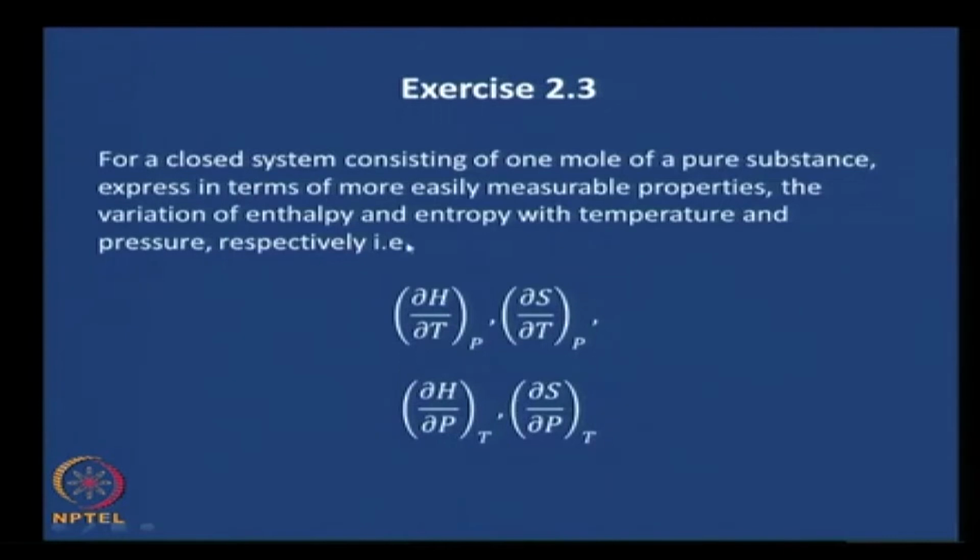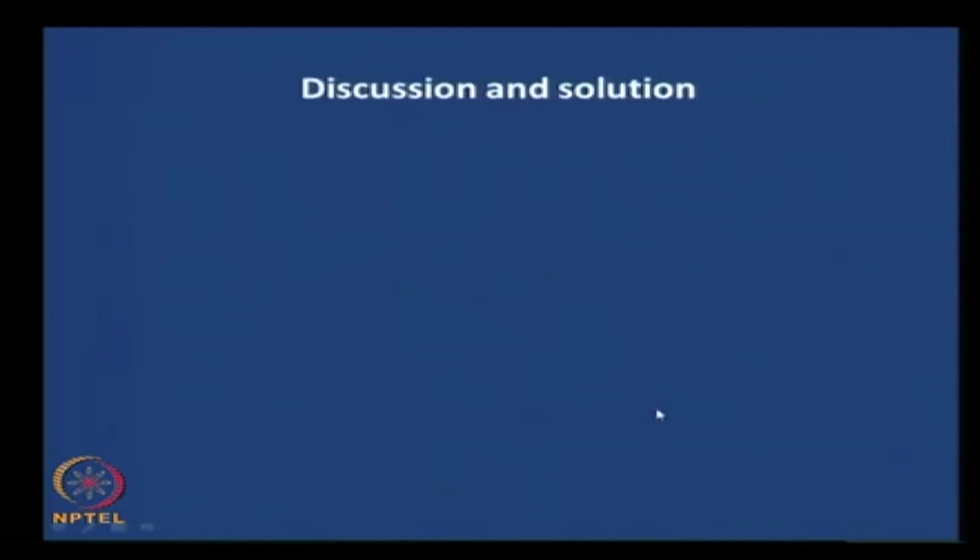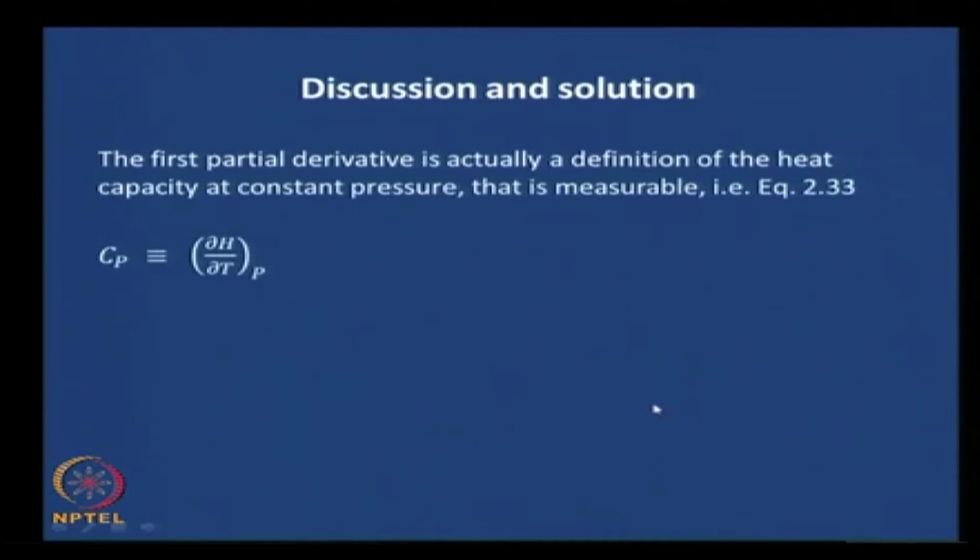In other words, ∂H/∂T at constant P, ∂S/∂T at constant P, and just the flip with P and T, ∂H/∂P at constant T, ∂S/∂P at constant T. The way to go about this would be as follows.